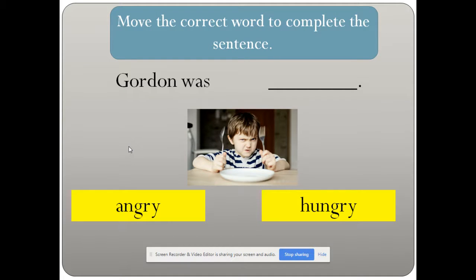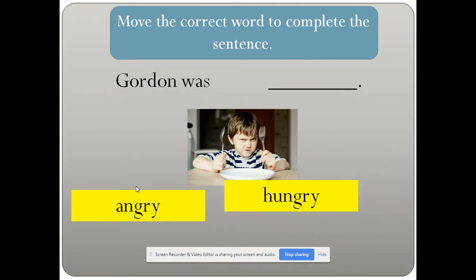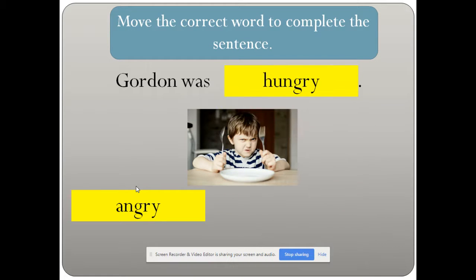If they say angry, I would say, are you sure? I know his face looks angry, but what is he holding in the picture? What is in front of him? So was he angry or was he hungry? And then, of course, when they choose the correct one, I go ahead and click on it, and then it moves up. Okay. And then the incorrect answer goes away.